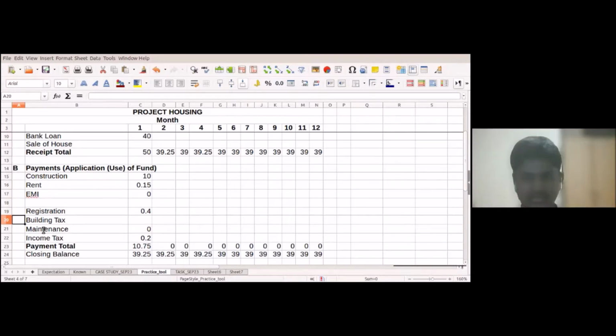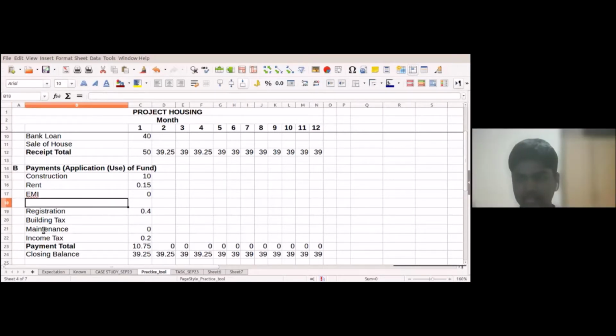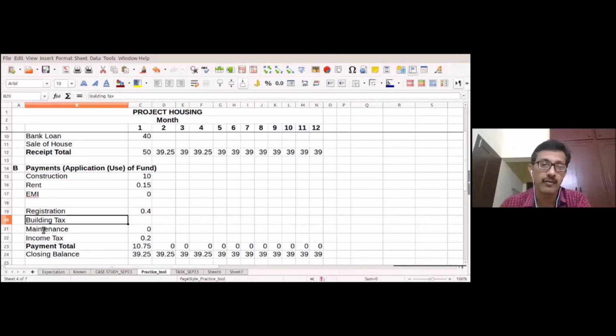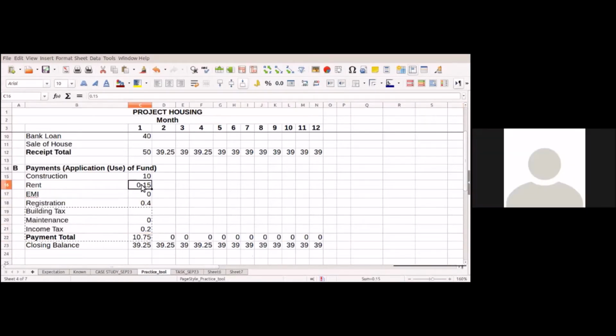So the building tax is the tax that we need to pay when we are constructing a building. Actually, just for everyone to be clear, I'll tell you. Can anybody say what is building tax, and when are we going to pay? I think it's the value of the property.